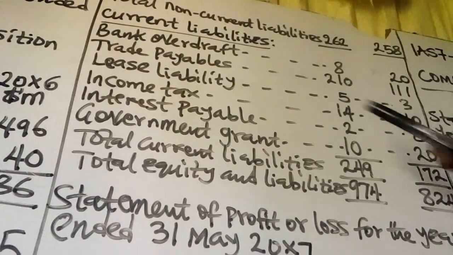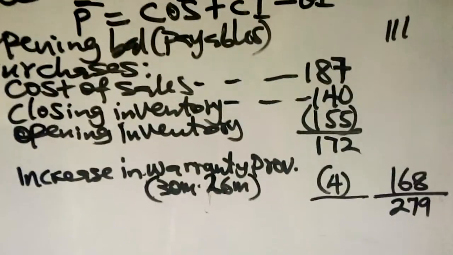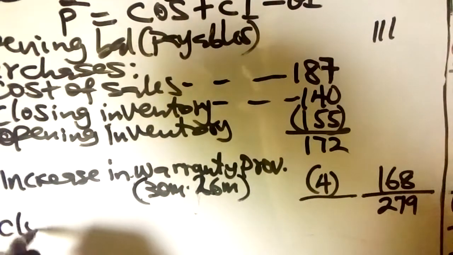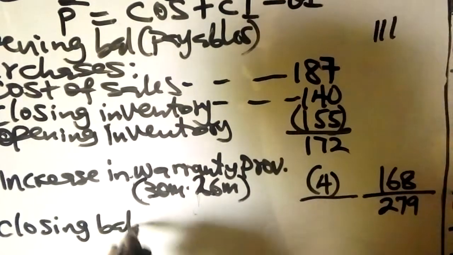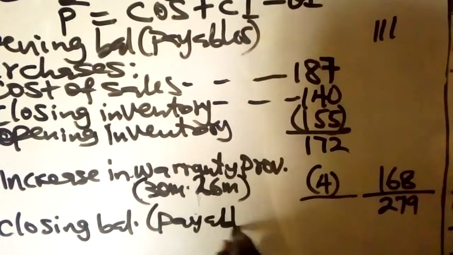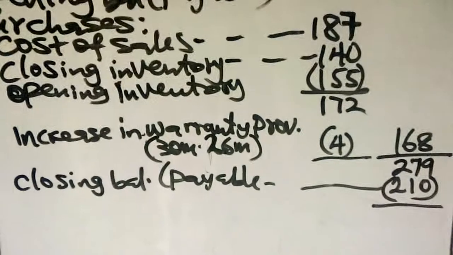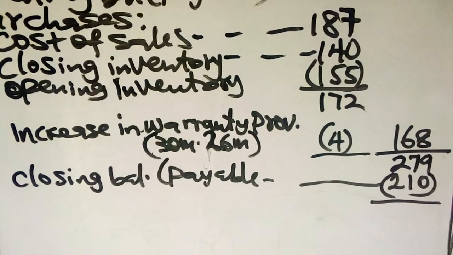The closing balance of trade payables is 210. You know the opening balance is 111, while the closing balance is 210. So we less the closing balance. If we subtract the 210, the remaining balance will be the amount of cash paid to suppliers. If you remove 210 from 279, the difference will be 69. That 69 is the amount of cash paid to suppliers.